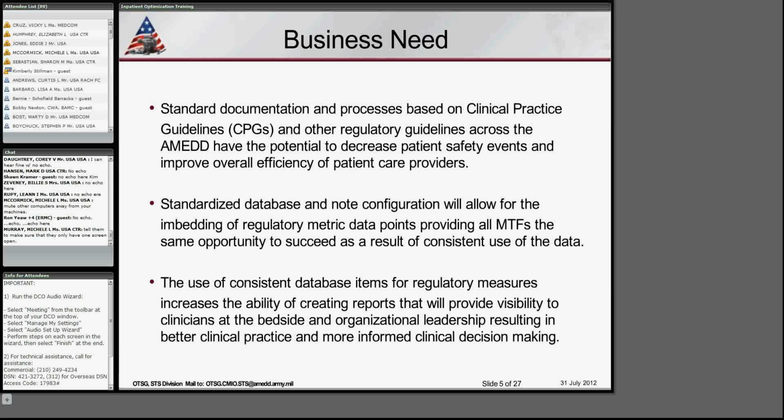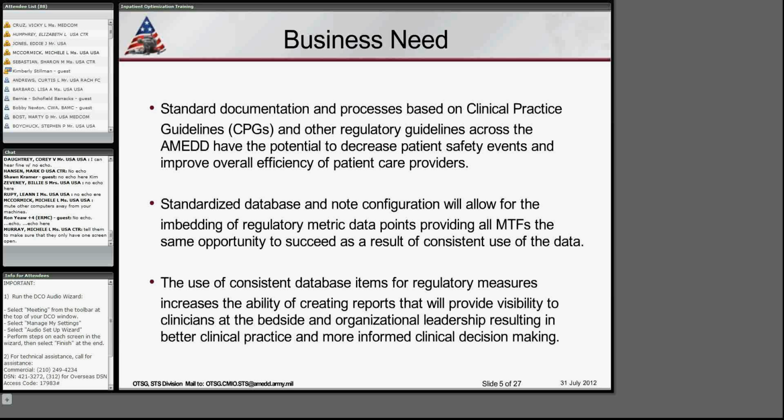So, for example, at Eisenhower, the database item for, let's say, weight may be the word weight spelled out, but at Madigan it may be WT, and then at Brooke it may be WT LBS for weight pounds. So those three items all mean the exact same thing, but because they're different, we would not be able to very easily pull standardized information about them.